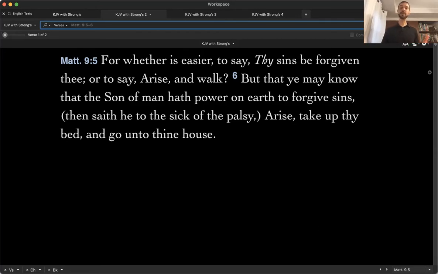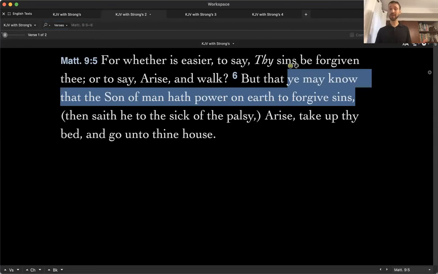And so he proves it, that you may know that the Son of Man has the authority, the right, the power on earth to forgive sins. Jesus can forgive sins, and in the passage, in the context, they have just asked, who can forgive sins but God alone? Right.